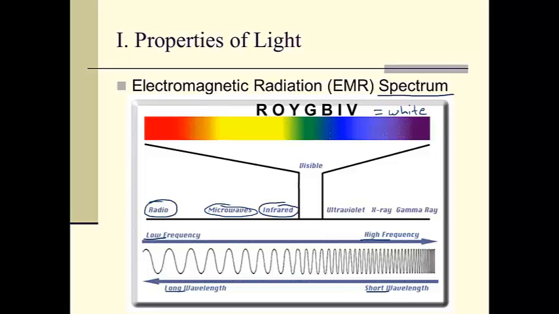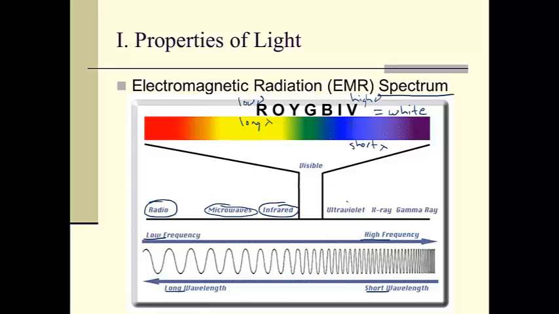But remember ROY G. BIV: red, orange, yellow, green, blue, indigo, and violet, in order from low frequencies to high frequencies, or long wavelengths down to short wavelengths.